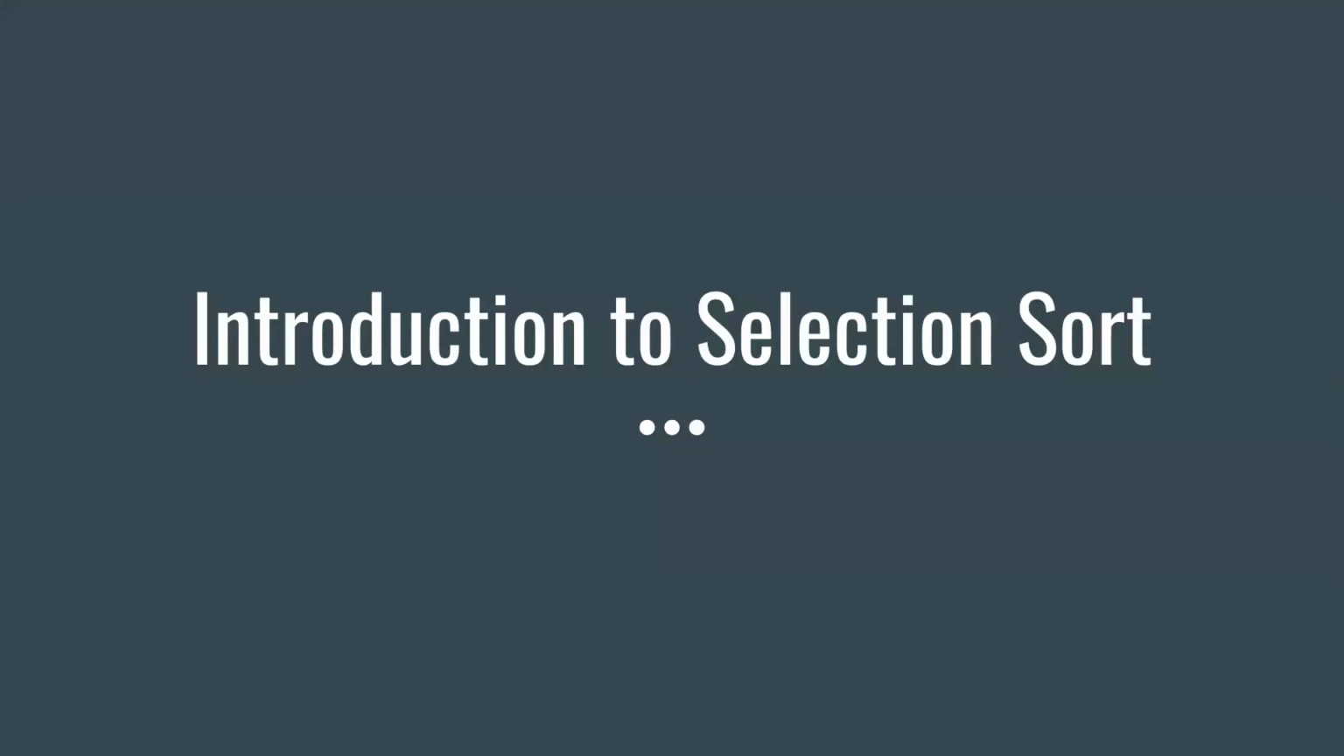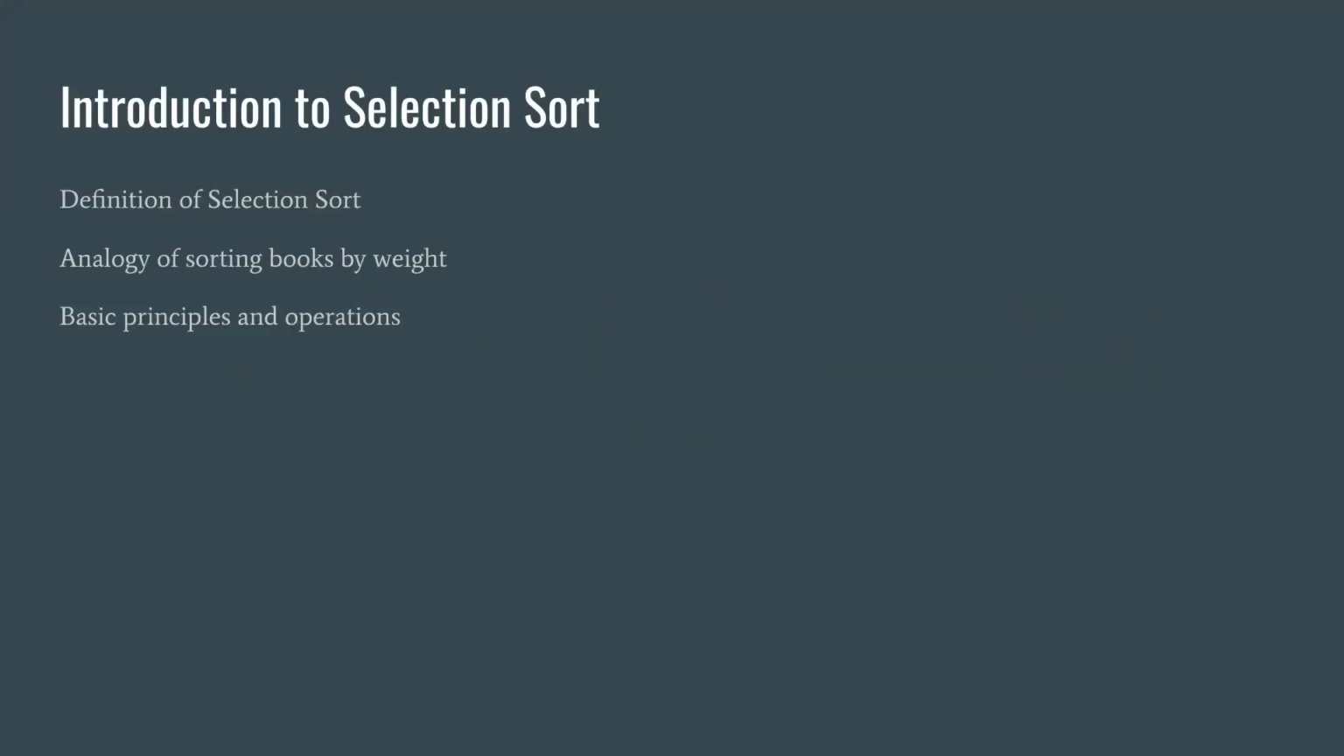Introduction to Selection Sort. Welcome to our lecture on selection sort. Selection sort is a fundamental sorting algorithm that embodies the straightforward principle of repeatedly selecting the minimum or maximum element from an unsorted section and moving it to the end of the sorted section.